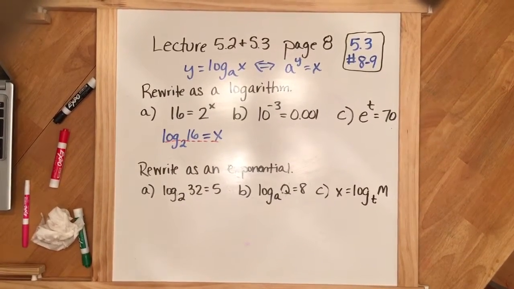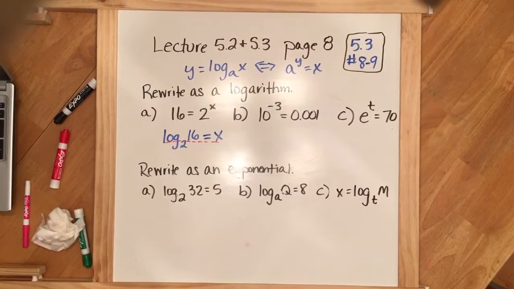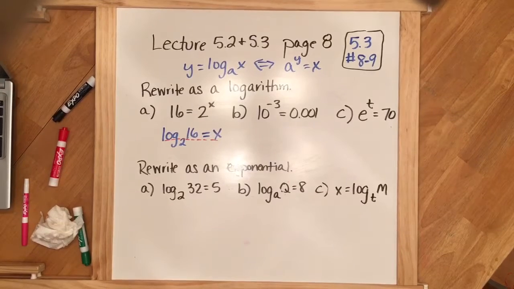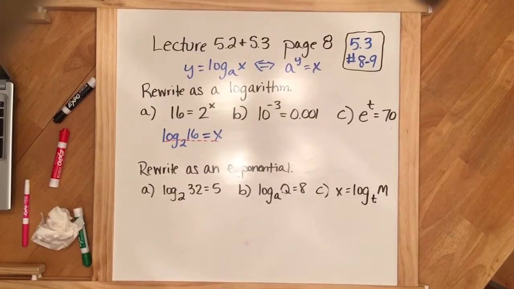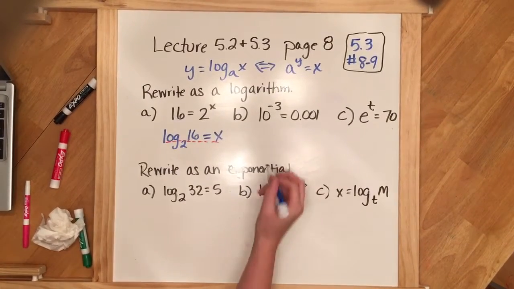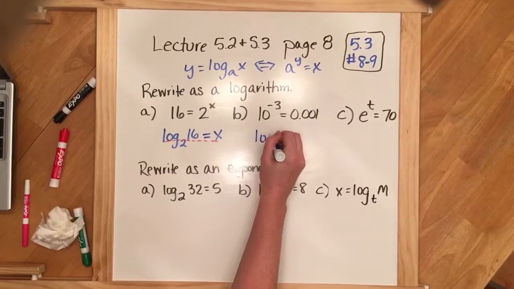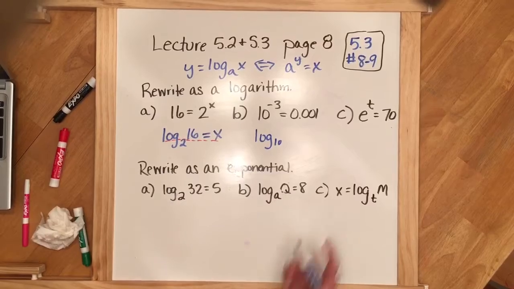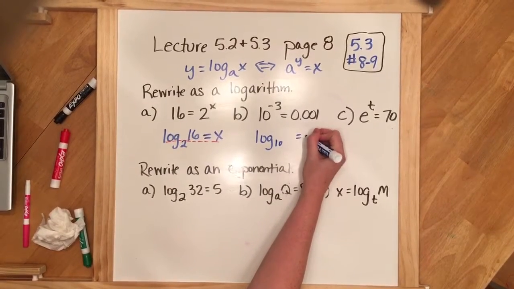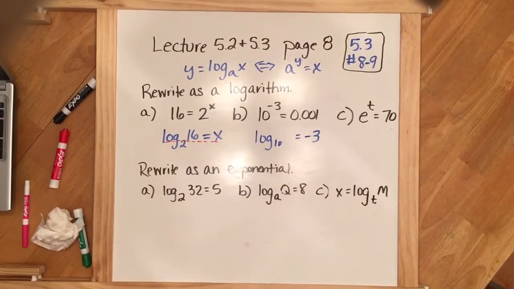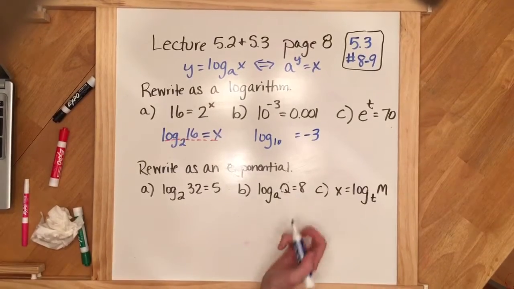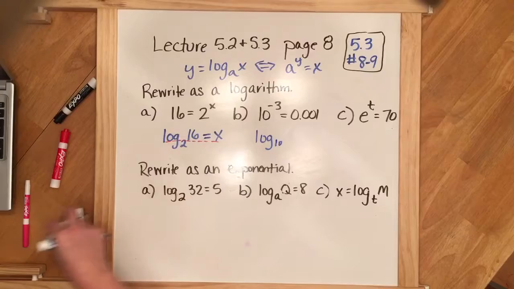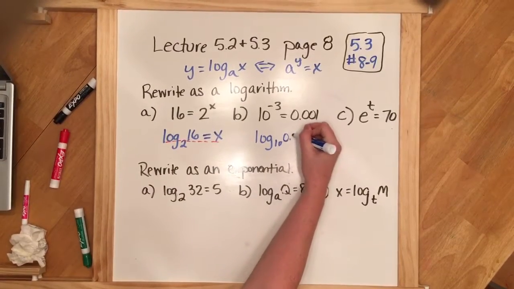So similarly, if we went to letter B, where it says 10 raised to the negative 3 is equal to 1,000th, then we're going to write log base 10, because our exponential equation has base 10. And the point of the logarithm is to find the exponent, so negative 3 is going to be by itself on the right side. And then we're going to have 1,000th right after the logarithm.